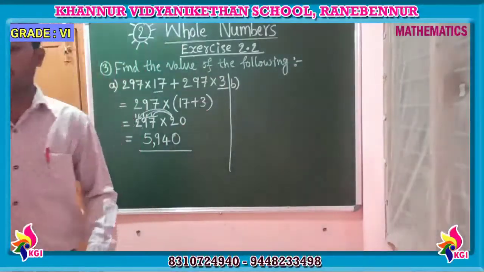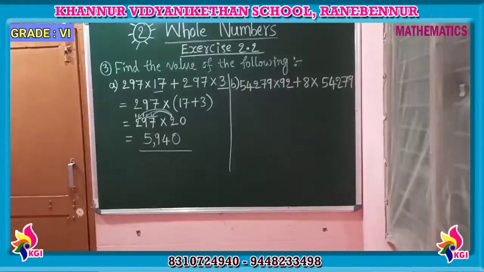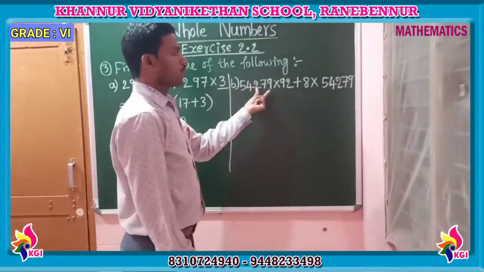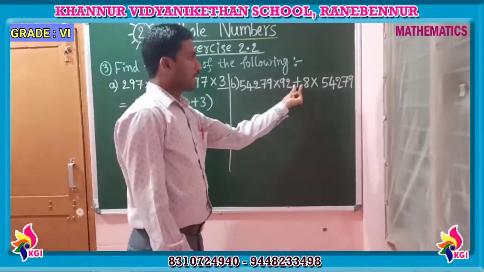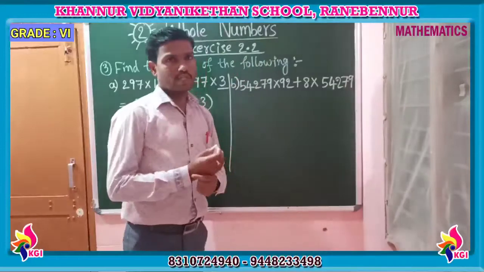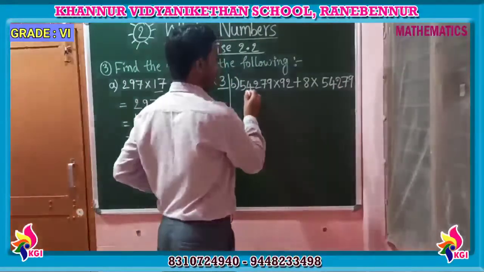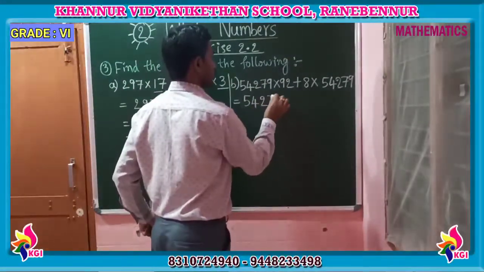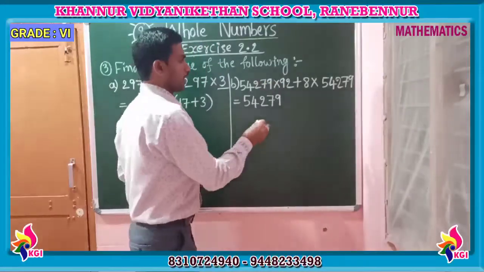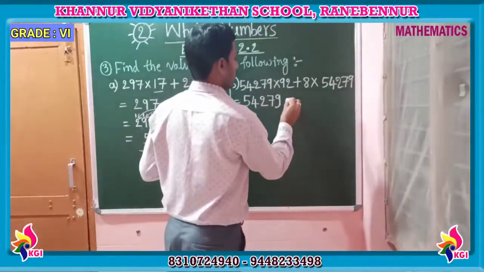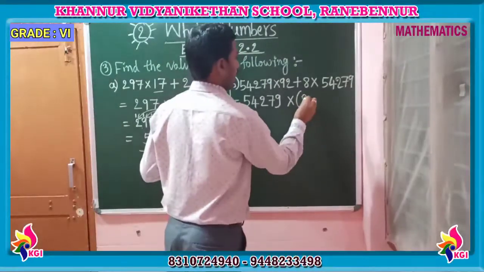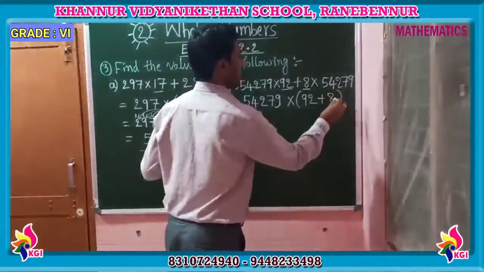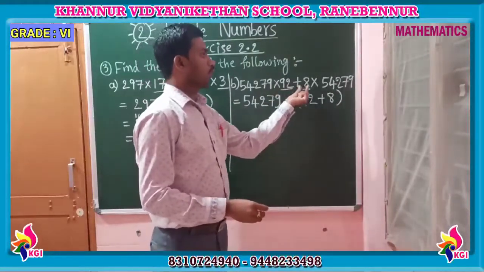Yes children, your B question is here: 54,279 into 92 plus 8 into 54,279. Yes, on both sides 54,279 is common. So what you do? 54,279 you take as common. Then multiply by 92 plus 8. You take in the group. Okay, you have to add this 92 plus 8.